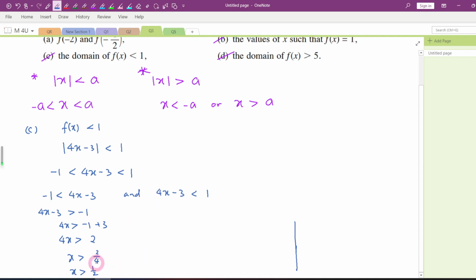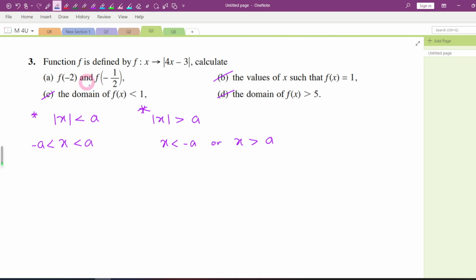Okay, so this is not our final answer yet. We have to solve this part also. So 4x is less than 1 plus 3. So 4x is less than 4. X is less than 4 over 4, which is x is less than 1. So now our final answer will be, we need to combine these two together. X is greater than 1 over 2, less than 1. This is our final answer for part C.